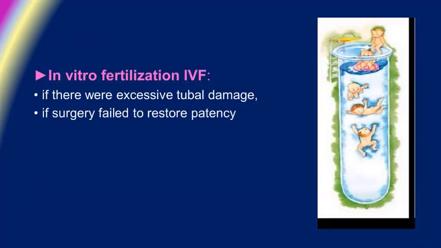Second option for tubal management is in vitro fertilization. If there is severe tubal damage that is not repairable, or if the surgery failed to restore patency, we did surgery to the tube and it failed to restore the normal anatomy and action of the tube. So the treatment of this group is in vitro fertilization, IVF.